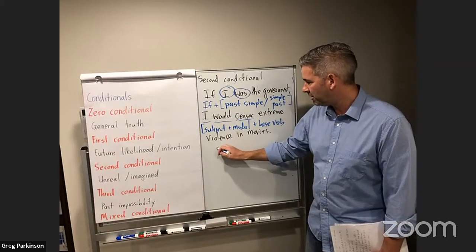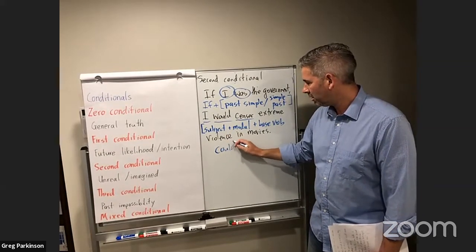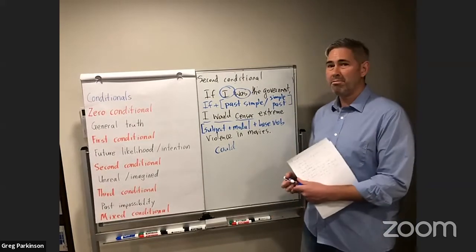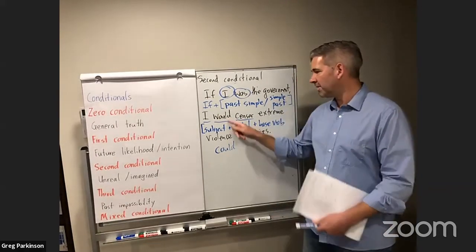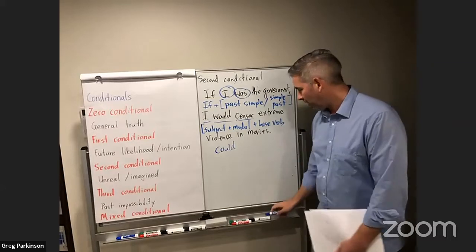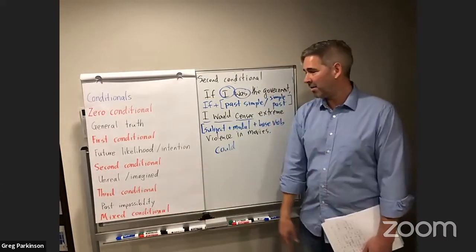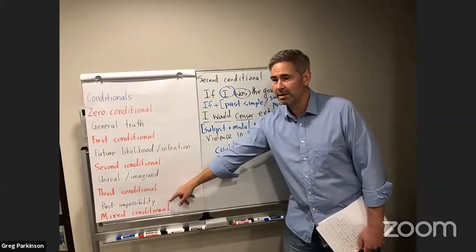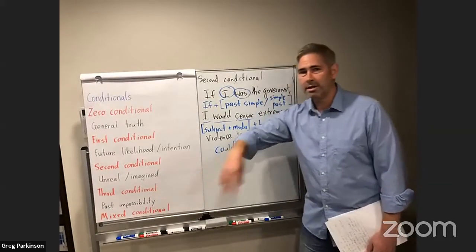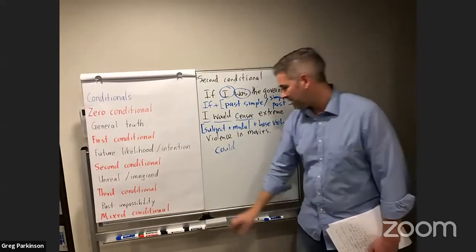Other ones we could use: could, even might would work as well. But this is the most common one. So remember, this is imagined. Now, if you really want to show off to the examiner, you can talk about the past. So the third condition is a past impossibility.